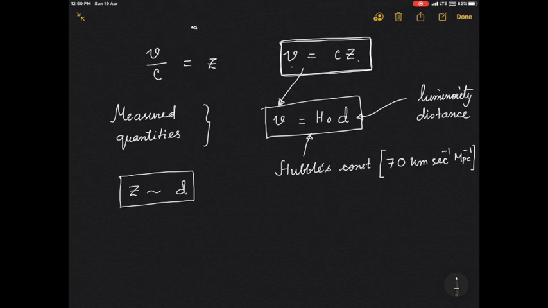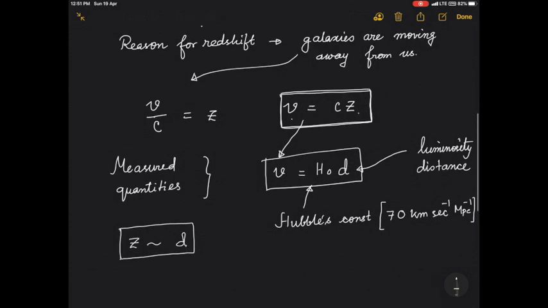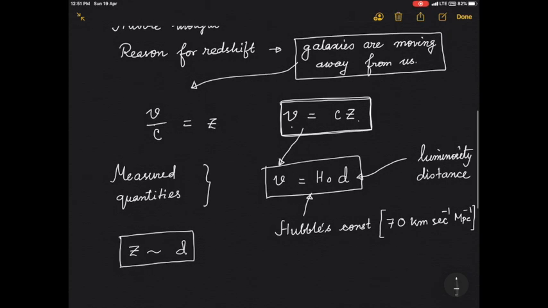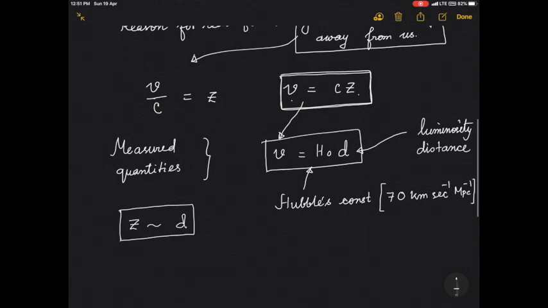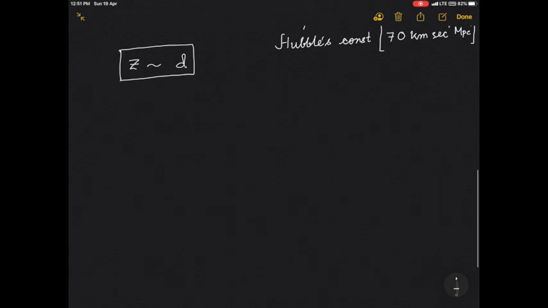Okay, so what we will try to do next is understand where this proportionality comes from. Is it really that the galaxies are moving away from us, so that is the reason for this proportionality, or is there some more interesting reason for this proportionality? It turns out that it is not that the galaxies are moving away from us. The actual reason is more interesting, and that is what we are going to learn today. Okay, so let us start.